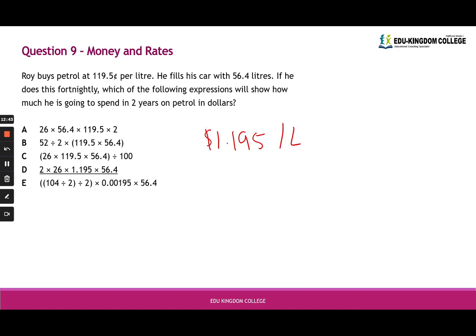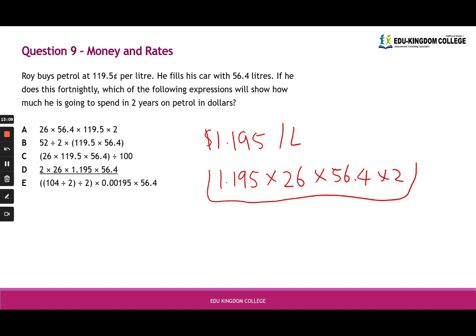Now, he does this every fortnight. So we can just do $1.195 times 26, because that's how many fortnights are in a year, times by 56.4 liters, because that's how much he puts into his car every fortnight. And now we want to do this for 2 years, so times this by 2, and so this is what you get.